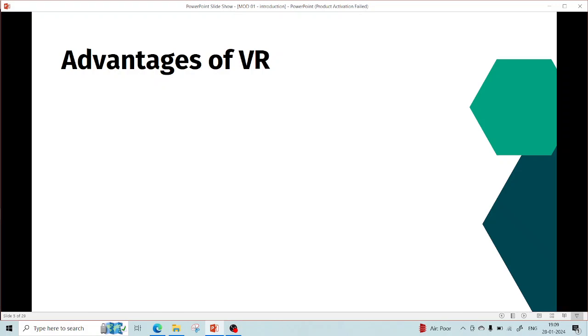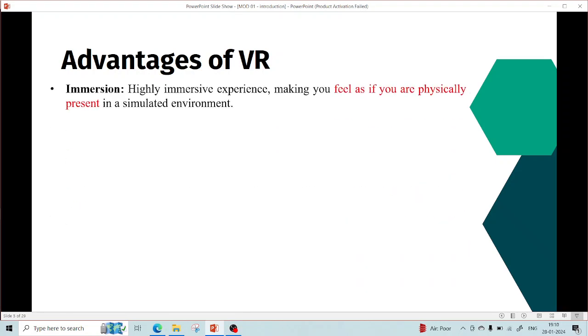Now, coming to the advantages of VR, it's very straightforward. We are listing very specific advantages, and the first advantage is immersion. When you say the environment is immersive, that means you are making the simulated environment feel more real, making you feel as if you are physically present in that simulated environment. That is the target, or the advantage, of virtual reality when you are not actually there.